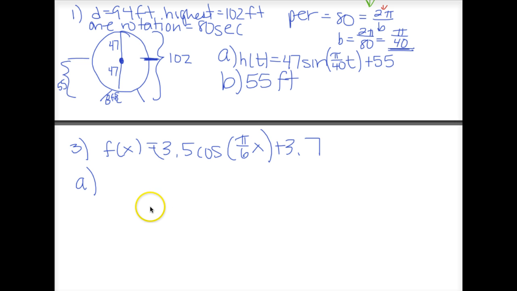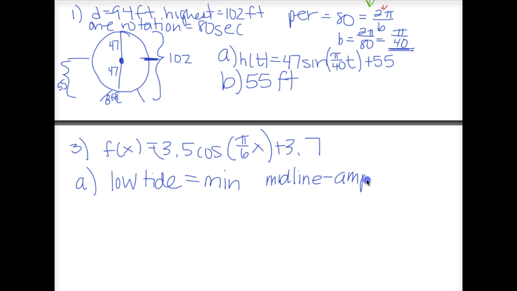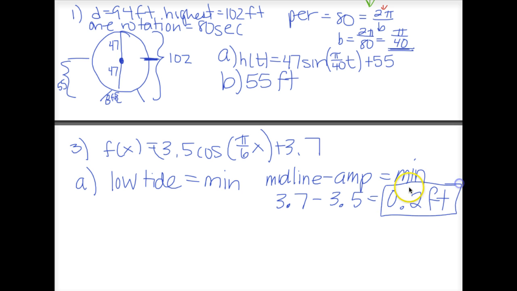So question A asks, what is the height of the tide at low tide? Well, low tide, remember, if it's saying low, that means it's asking you what is the minimum. So remember that the minimum is the amplitude away from the midline. So here our midline minus our amplitude gives us our minimum. So here our midline is 3.7, subtract our amplitude, which is 3.5, which means that the height of the tide at low tide, the minimum value, is going to be 0.2 feet. So that's how I got that answer.